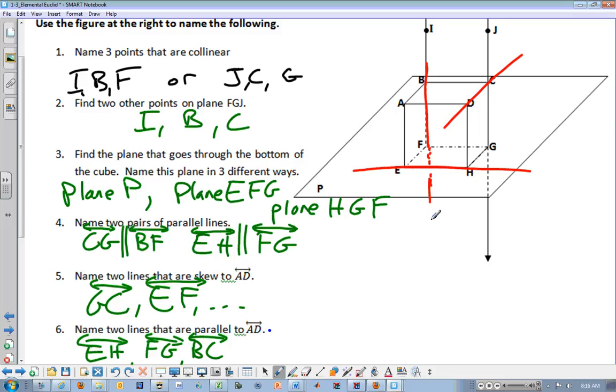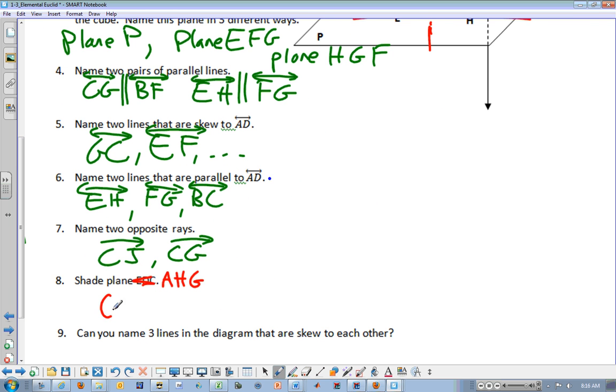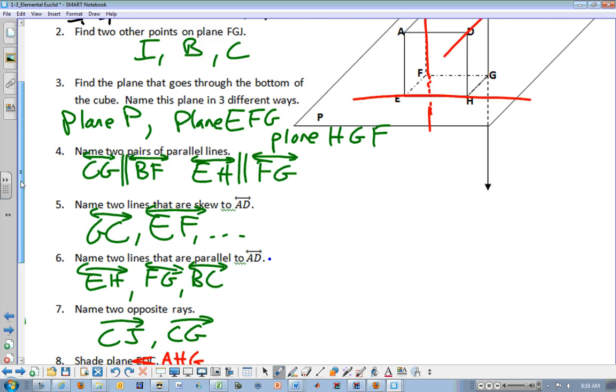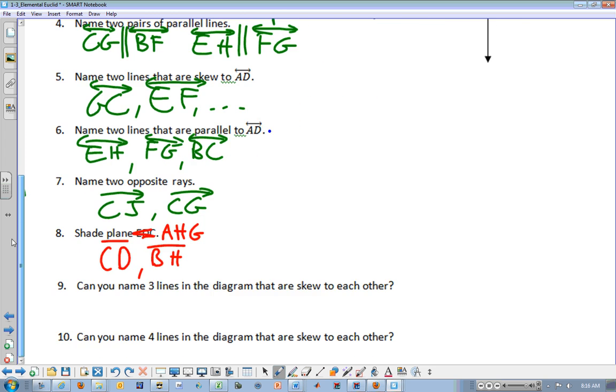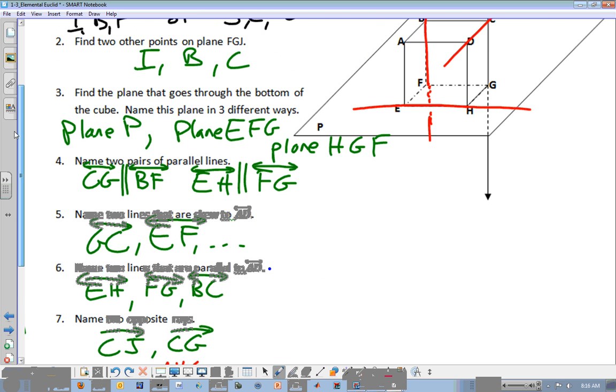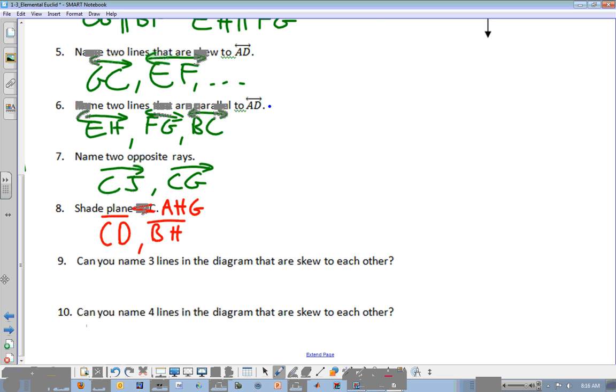Okay. It doesn't touch this line because it's in the back, right? So there you go. C, D, E, H, and B, F. That's one example. C, D, E, H, and E, F. Okay, did I get that right? And E, H, right? I messed up. E, H, B, F. E, H, and B, F.